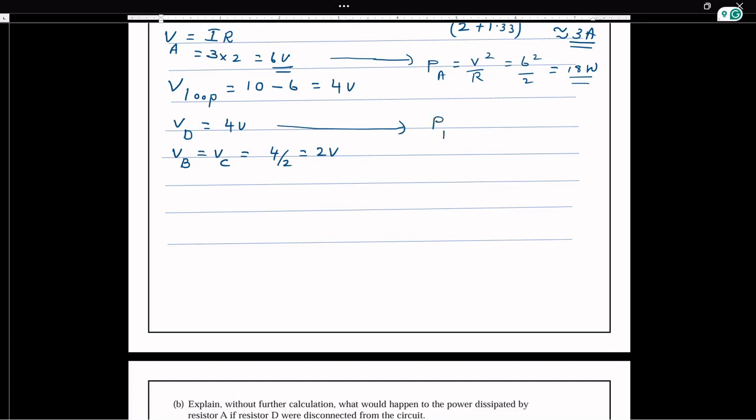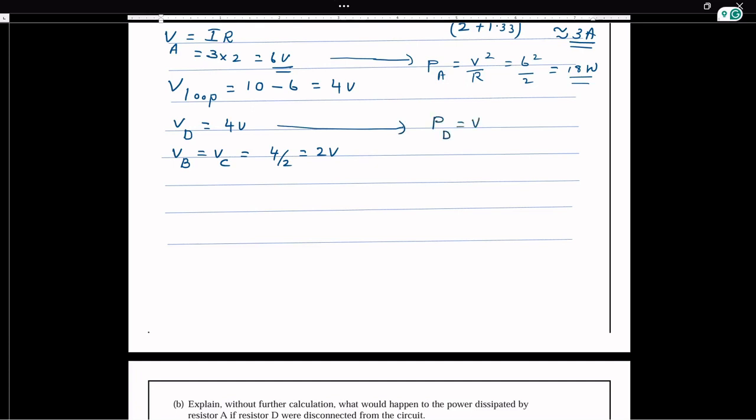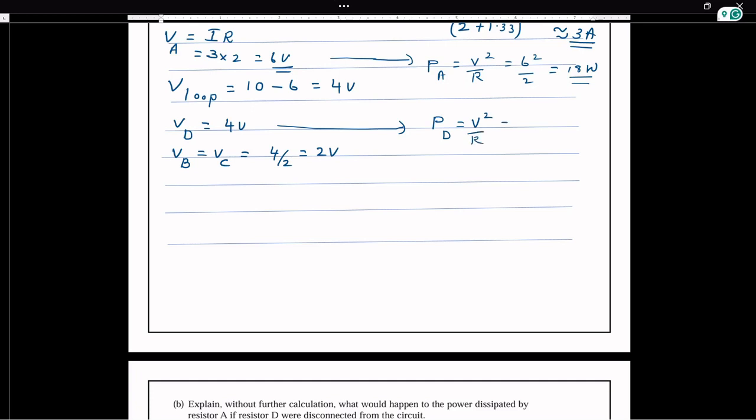Power of D is V square over R. D has a voltage of V, 4 square over, and a resistance of 2. So it is giving 8 watts. Then the next one is the power of B. Power of B is V square over R.